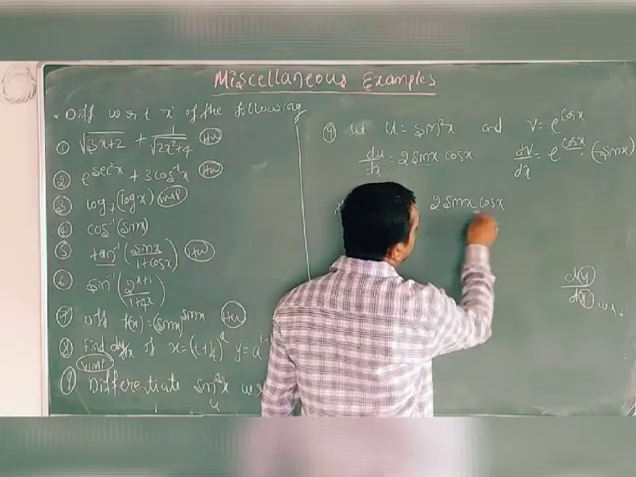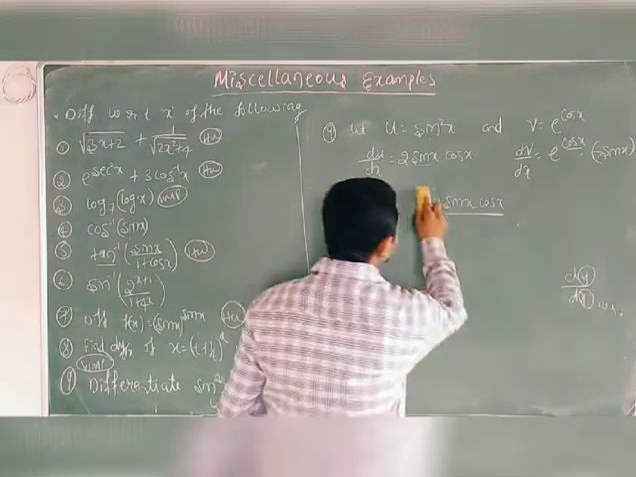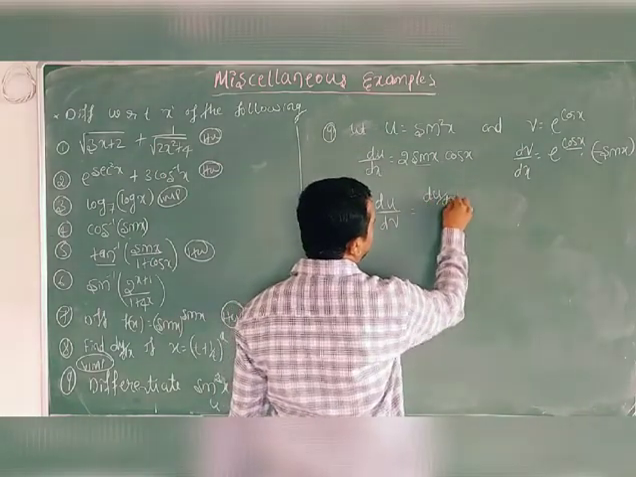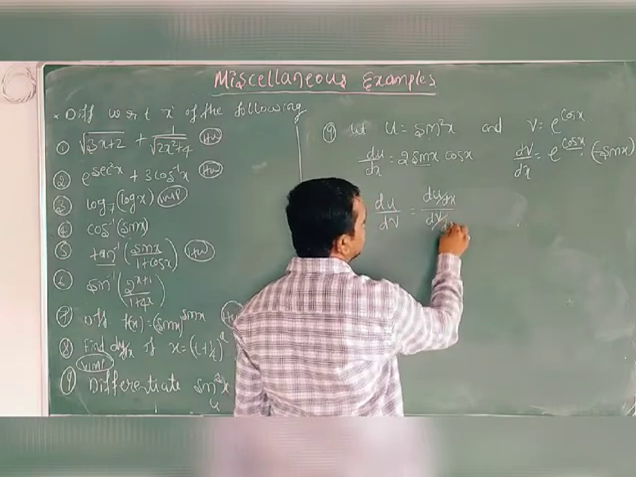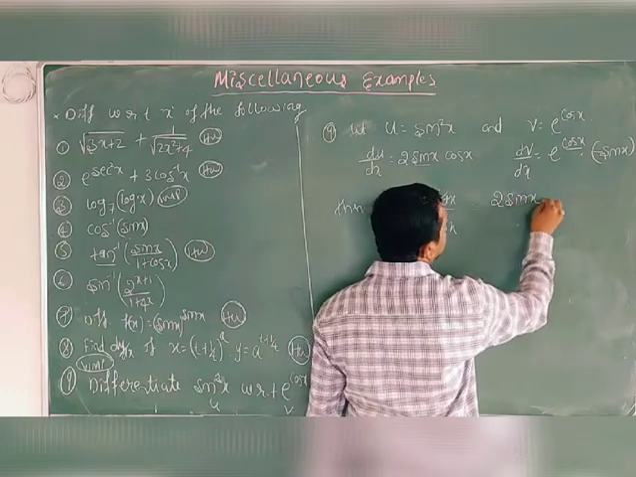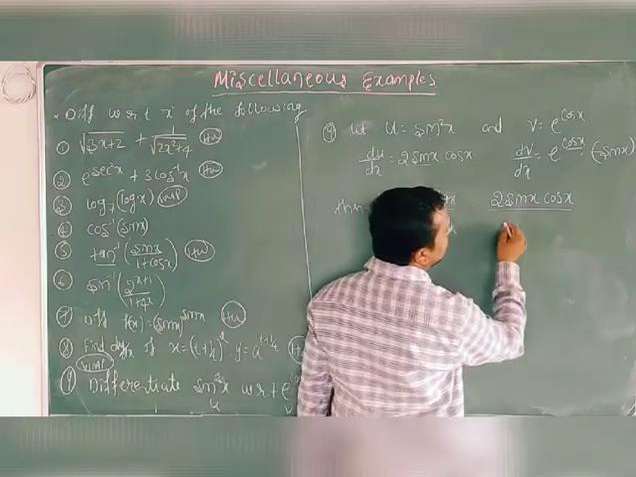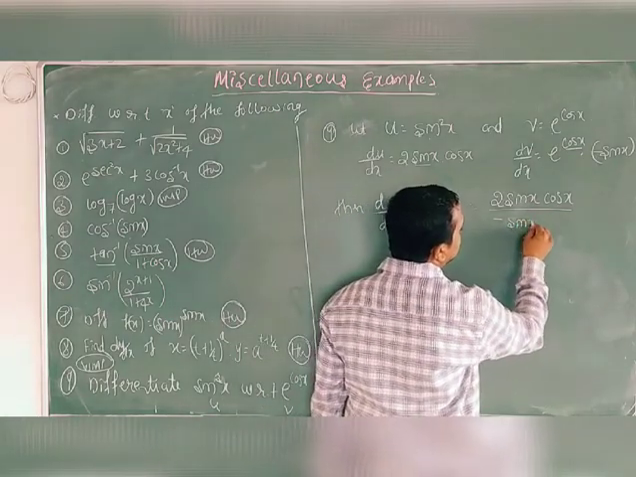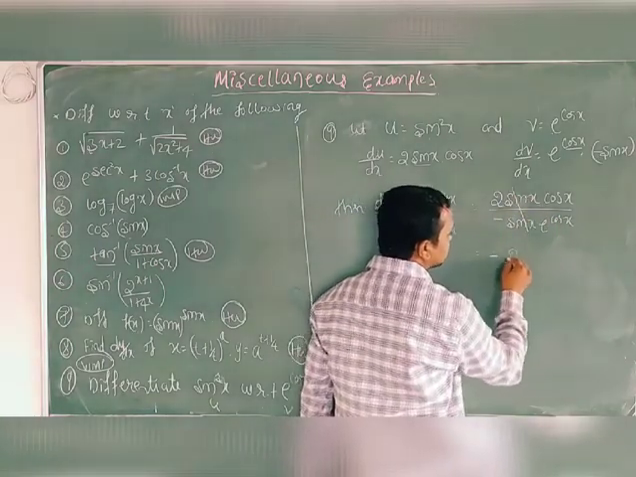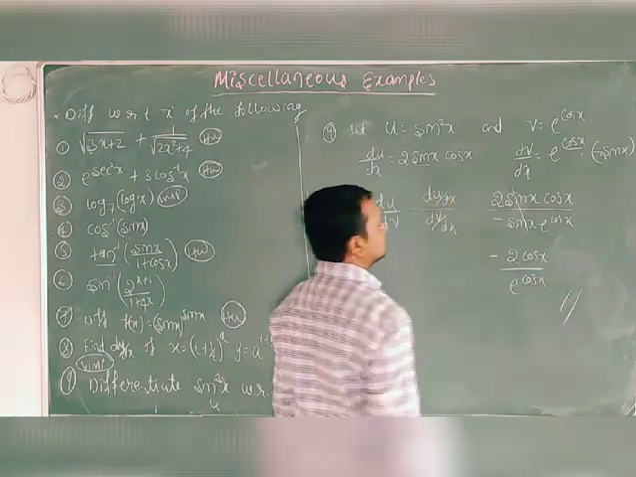2 sin x into cos x whole divided by dv by dx. Here du by dx can be written as du by dx whole divided by dv by dx. Du is nothing but the numerator term. This is equal to 2 sin x into cos x, whole divided by dv by dx, which is minus sin x into e raised to cos x. Here sin x and sin x get cancelled. The answer is minus 2 cos x divided by e raised to cos x.